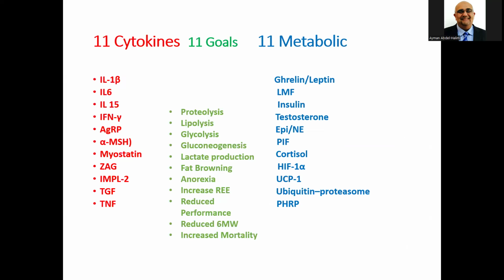But this is basically, most of us like to watch soccer, so I said, well, basically we have 11 cytokines produced in cachexia, and we have 11 metabolic pathways affected, such as ghrelin, insulin, testosterone, epinephrine, and so forth. And basically, this is the end result of this match between the cytokines and the metabolic mediators. To make it as simple as I can, this is the net result of this scary game.